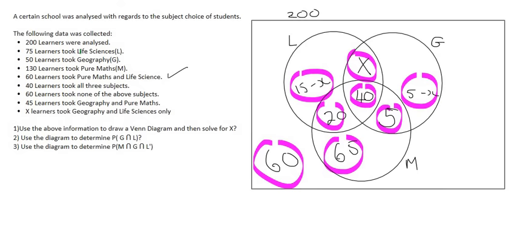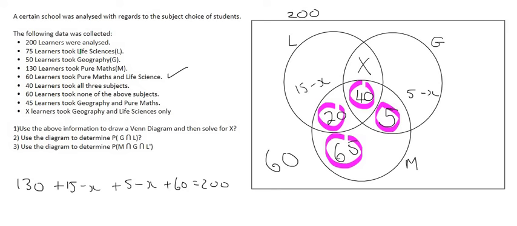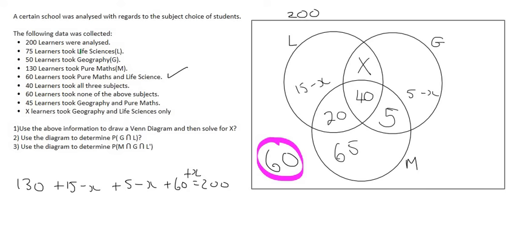So we turn it into a mathematical equation. And so what I did was the following. In my equation, the 130 is this part here, which was all the people who do maths. And then I just added the 15 minus X, and then the 5 minus X, and then X itself, which I realize I've actually just forgotten in my equation. Whoops, so we have to just add a little plus X over there. And then also the 60 on the outside. And the total of all of that should give us 200. Now we just solve for X. And what you would find is that X is equal to 10.